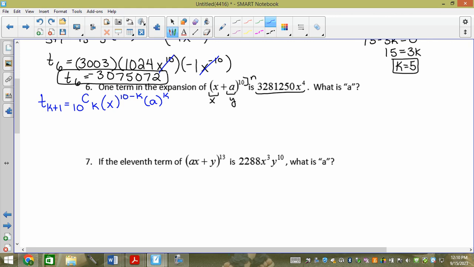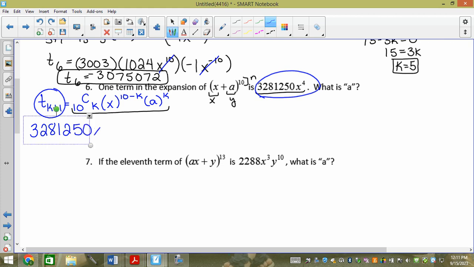Now normally, when we solve this, we get the term, correct? Like when we solve that out, we get the term. So can we not just take this and set it equal to the term? So we can take what we found here and set it equal to the term. So instead of putting this, we're actually going to put what the term is. t_{k+1} is this. So we're going to get 3,281,250 x to the 4 has to equal this.